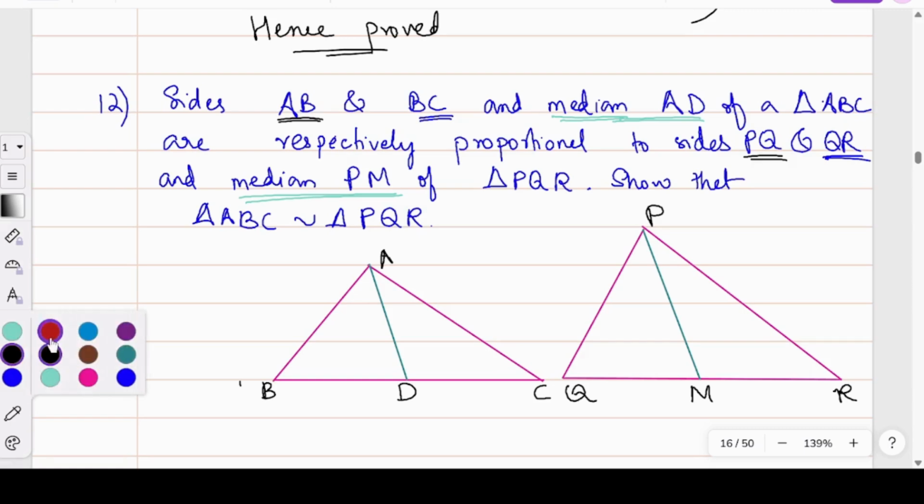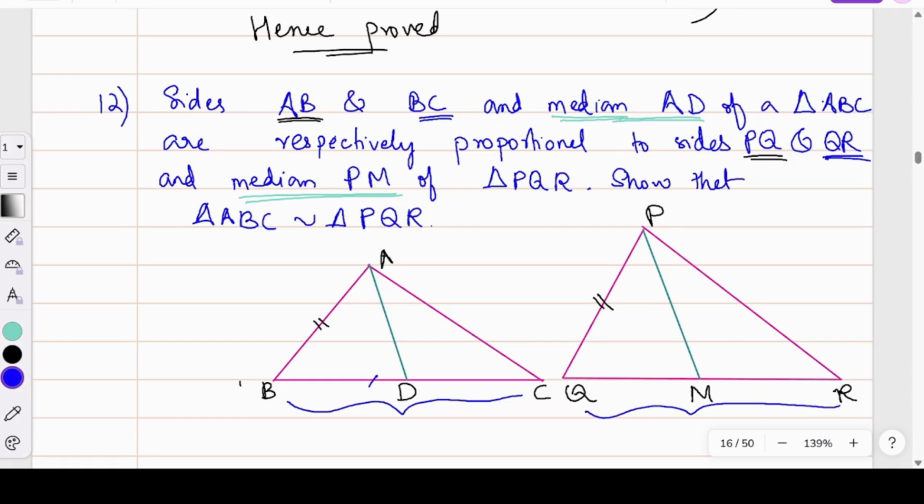That means AB proportional to what? PQ. Okay. Next one is BC. That means the lower one. This one. BC is proportional to QR. Next one is what?